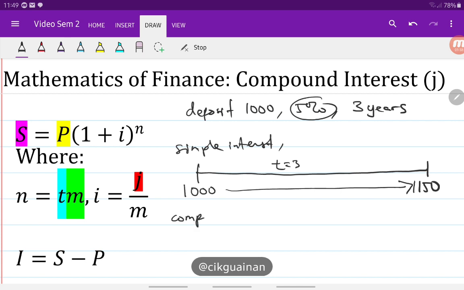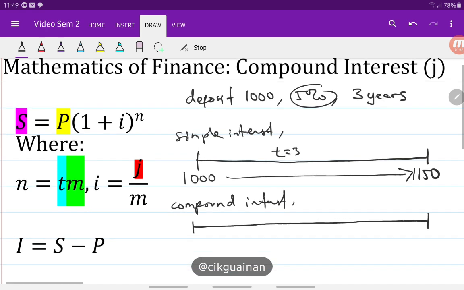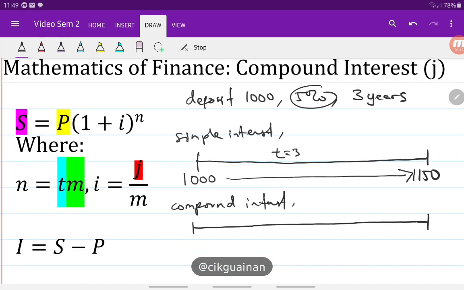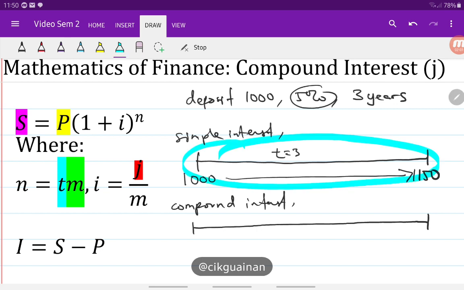If it's compound interest, it works differently because, since the 5% is per year, the interest is calculated every year. In simple interest, we calculate the interest at the end of the period, in one go. We get the principal, how much, how long, done, settled. But for compound interest, since we have 3 years, we must calculate it 3 times.